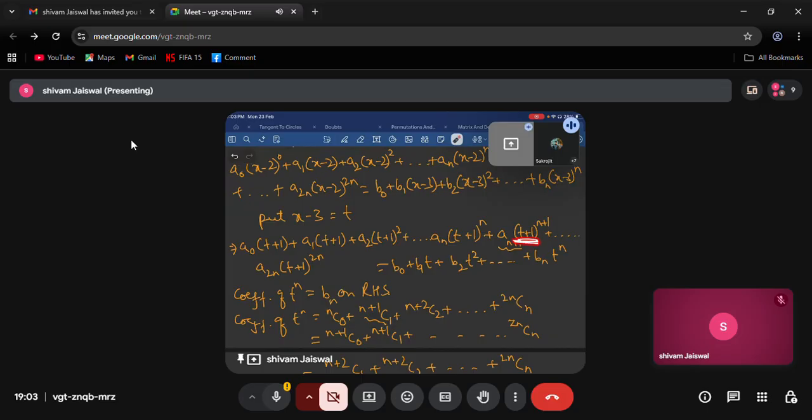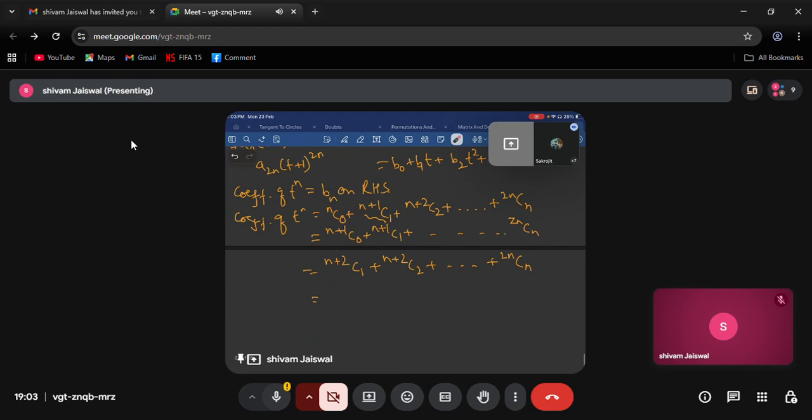In the next step, when you change nC0 to n+1 C0, then how do you write n+1 C1? You didn't change only that term. You just change the first term, right? So that you get n+2 C1, so that I get the nCr plus nCr+1 form.